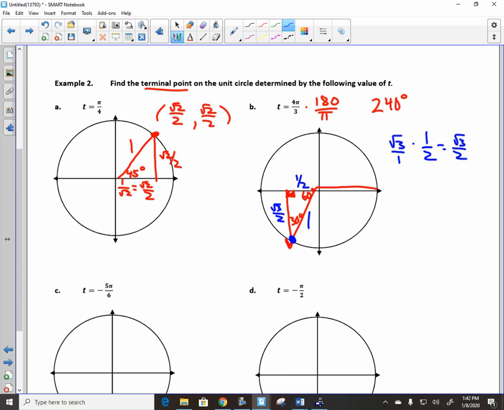So that has a coordinate. Let's write down that coordinate. What's the x value? 0.5, but I'm in the third quadrant, so negative 1/2. Remember to make it negative because you're in the third quadrant. What's the y value? Negative root of 3 over 2. That's the terminal point. I'm going to put that back on my circle on front.